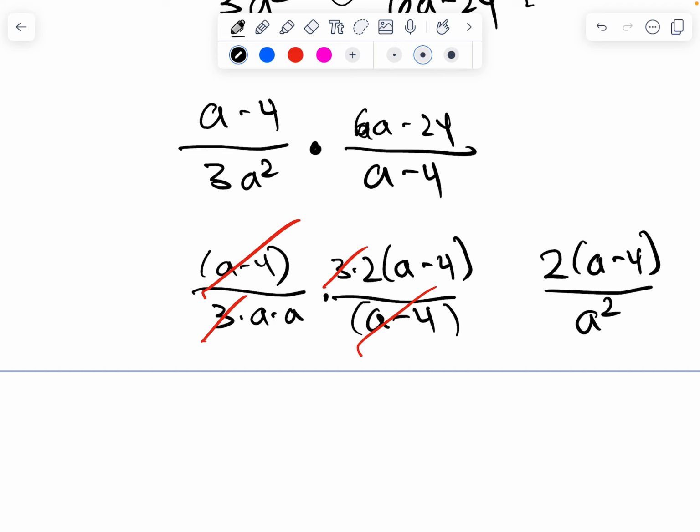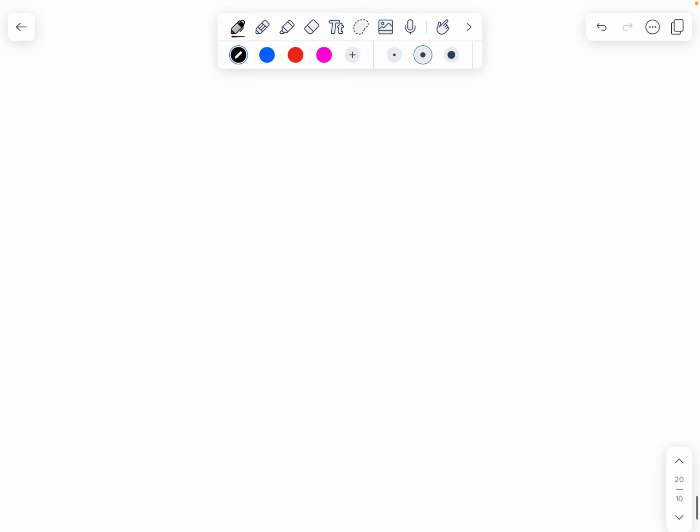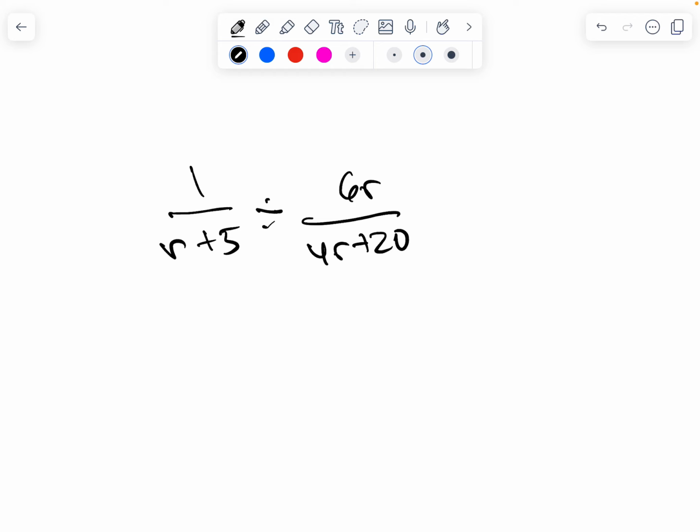Okay, one more division one. 1 over r plus 5 divided by 6r over 4r plus 20. Okay, go ahead and pause the video, give this one a try. Okay, so we keep the 1 over r plus 5. We change the sign, and we flip this fraction upside down.